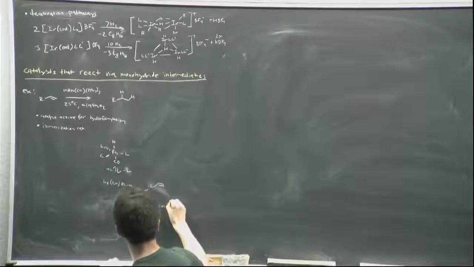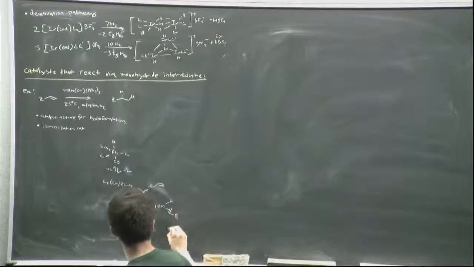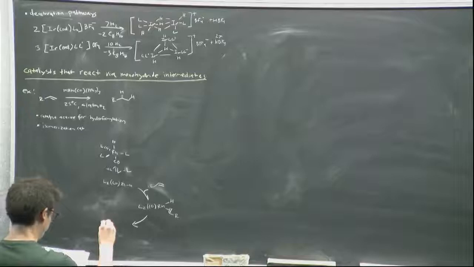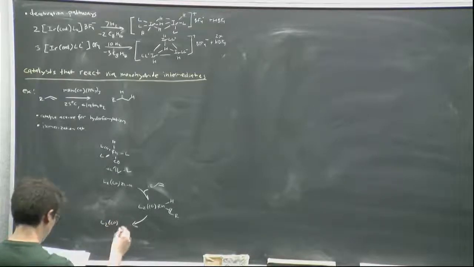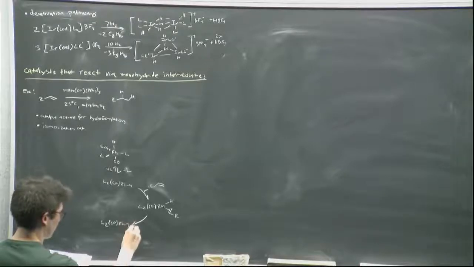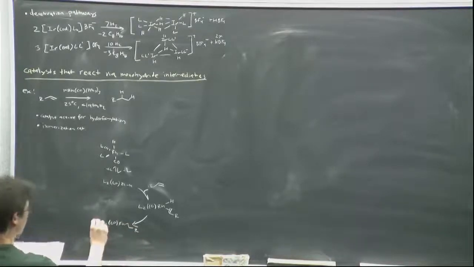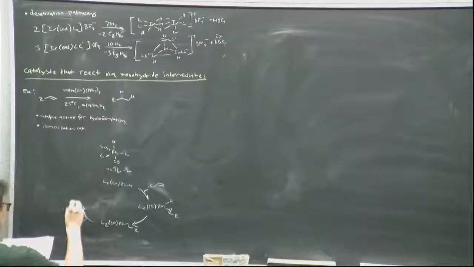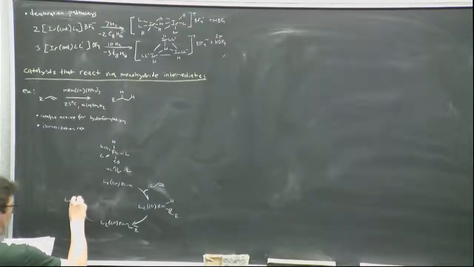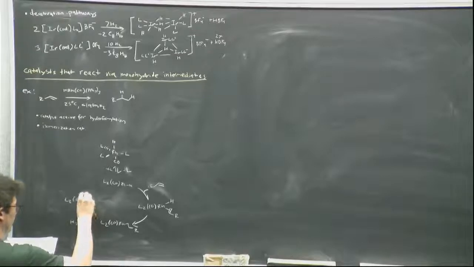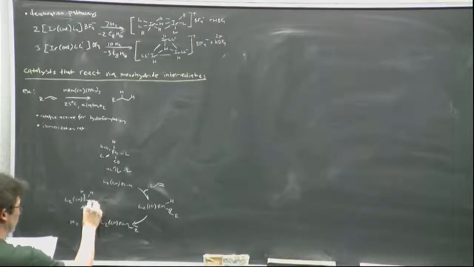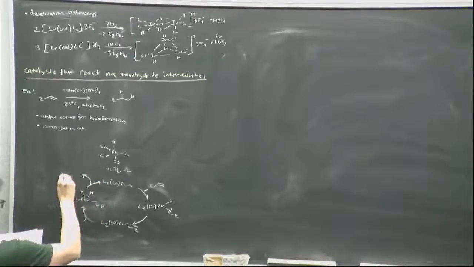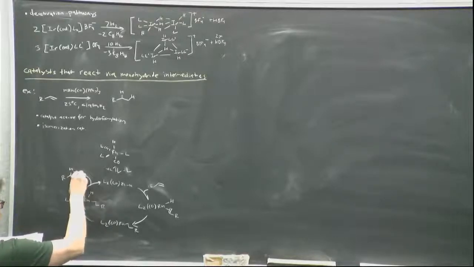Okay, love it. So first step, coordinate the alkene, hydride migratory insertion. So make a rhodium alkyl. And now you're going to oxidatively add to make a hydrogen complex. Beautiful. Okay.